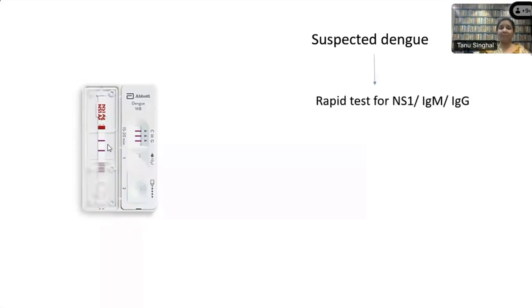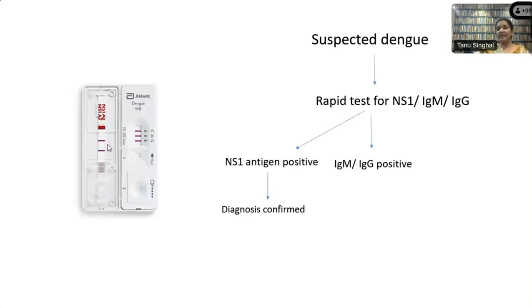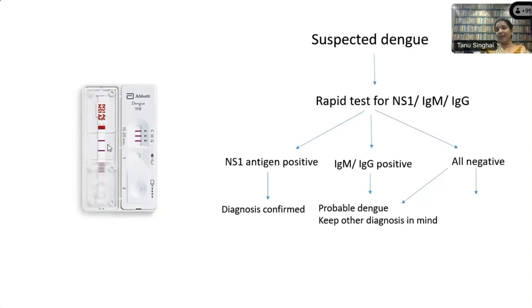So you first do a rapid test because the turnaround time is very fast. If your NS1 is positive, it is confirmed that it is dengue. If your NS1 is negative, but your IgM, IgG is positive, then yes, it is probable dengue, but keep other diagnoses in mind because, as I told you, IgM can remain positive for a long time. On the other hand, if both are negative, you should keep other diagnoses in mind, but at the same time, you can run an ELISA because the sensitivity of ELISA is higher.